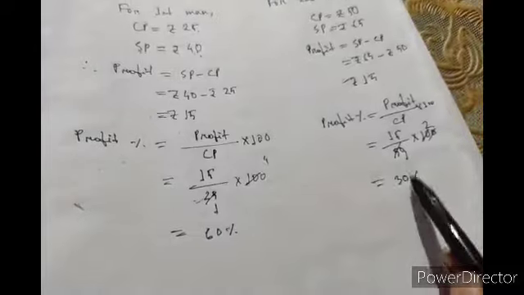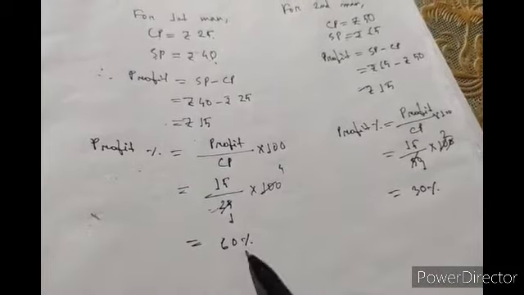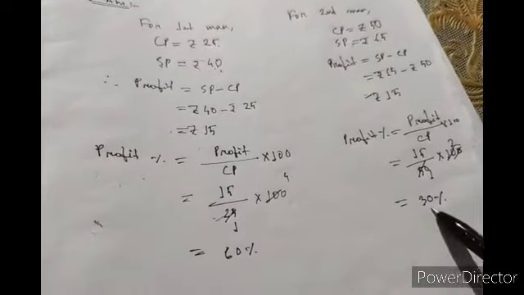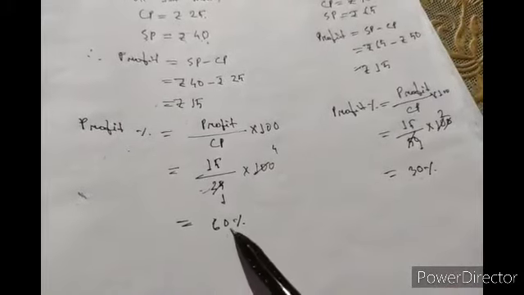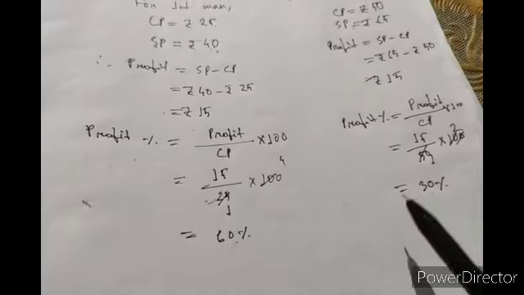Now we are getting two different profit percents. For the first man, profit percent or gain percent is 60%. For the second man, profit percent or gain percent is 30%. Now we can say which is more. Is 60% more or 30% more? Obviously 60% is more.